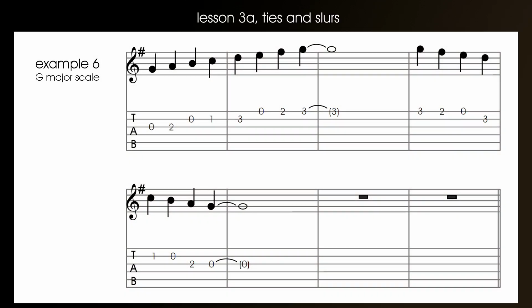The last example, example 6. And this example shows the G major scale, up and down. And the whole scale is in crotchets until you get to the top note where the crotchet is tied to a semibreve. So it will last for 5 beats. And then when you come down the scale again, you'll see there's a crotchet tied to a semibreve again, which means the last note will last for 5 beats.